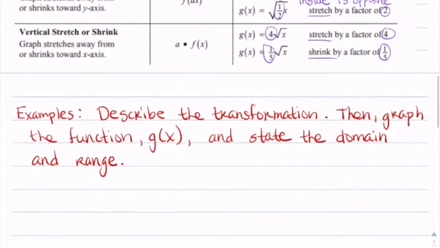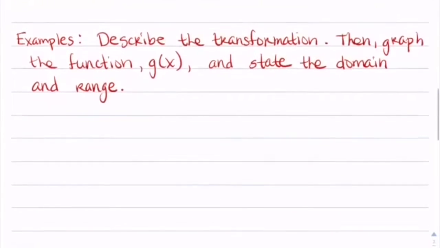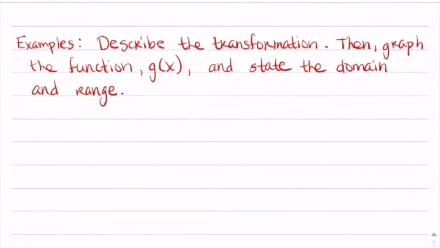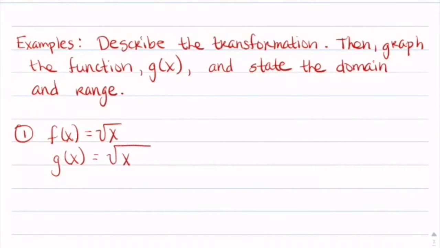So we are going to do some examples where we describe the transformation that's happened and then graph the function, our new function g of x, and state the domain and range for that new function. Example number 1, my f of x, my starting point, is just going to be the basic square root function, square root of x. And g of x, my transformed function, is x minus 3, all under the radical, and then plus 4 outside the radical.